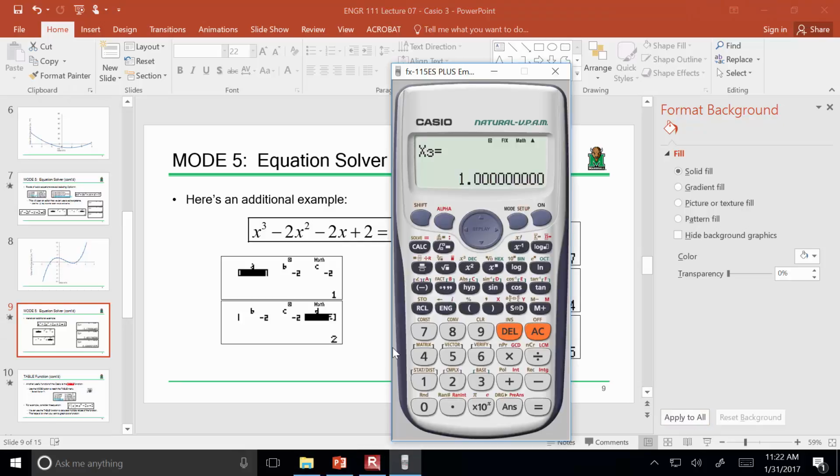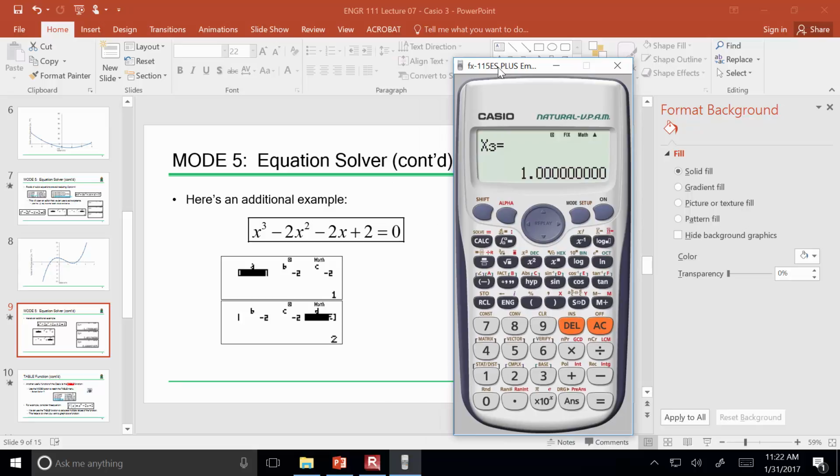All right, so let's try that here with this one. I'd like you to try with this equation, so x cubed minus 2x squared minus 2x plus 2 is equal to 0. First of all, find what are the three roots, and then try and do a conceptual sketch of what that curve looks like.